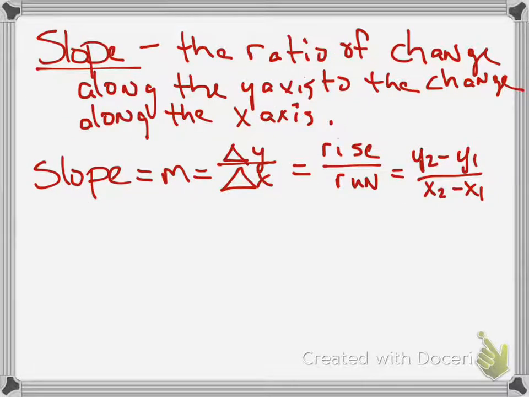The slope is, by definition, the ratio of change along the y-axis to the change along the x-axis. In other words, it's the change in y over the change in x, the rise over the run, y2 minus y1 over x2 minus x1. By the way, keep in mind that this symbol, delta, means change in. So that's a shorthand way of saying change in y over change in x. In other words, subtract the y's over subtract the x's. Okay, so let's look at some examples.